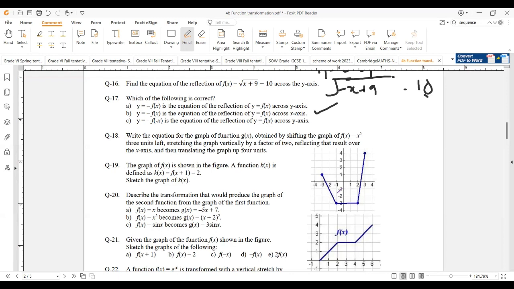Okay, let's see. Let me write down the answer. Write the equation of the graph of function g(x) obtained by shifting the graph of f(x) equals x squared 3 units left. So I'm just going to change f(x) first. 3 units to the left would be x plus 3, so (x plus 3) squared. I'm just changing f(x) into the transform form first, and then I'll change x squared. Stretching the graph vertically by a scale factor 2, so we'll get a 2 over here. Reflecting the result over the x-axis, so we get a minus sign outside, and then translating the graph 4 units up, so plus 4. So f(x) changes into this.